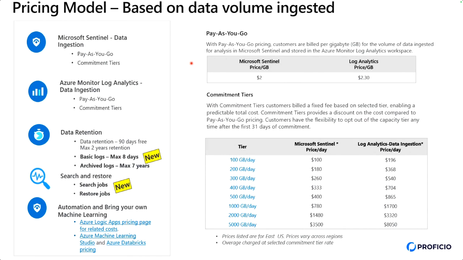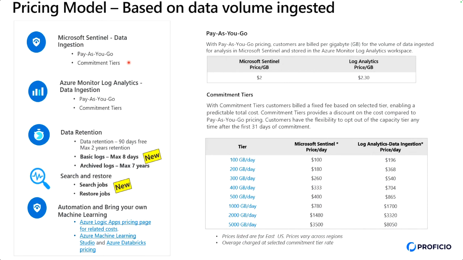We at Proficio have very great hands-on experience with calculating budgets, calculating total cost of ownership, optimizing things, optimizing data flow, and filtering out noise. So we can help you build an optimal solution for your needs. And we will talk about that a little bit later today as well.